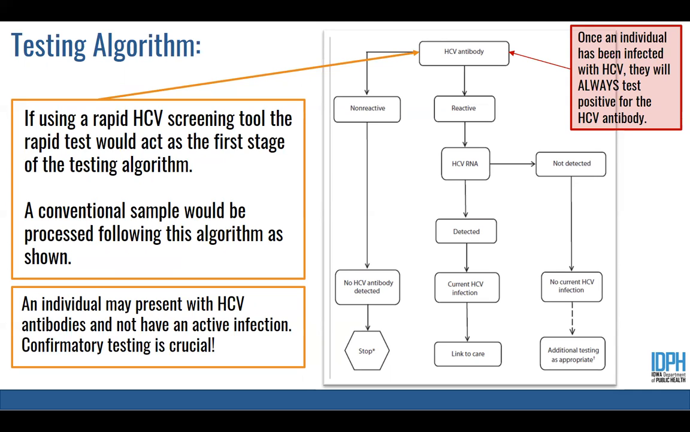Because once an individual has been infected with HCV, they will always test positive for the HCV antibody, which is what a point of care test is screening for, even if they have cleared the virus on their own or effectively engaged in treatment. That being said, disclosure of treatment cannot be an exclusionary factor for confirmatory testing if somebody presents with an HCV positive antibody screen, because someone can be reinfected with hepatitis C after they have been treated or after they have cleared the virus.